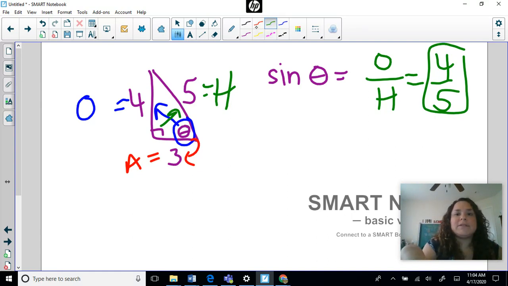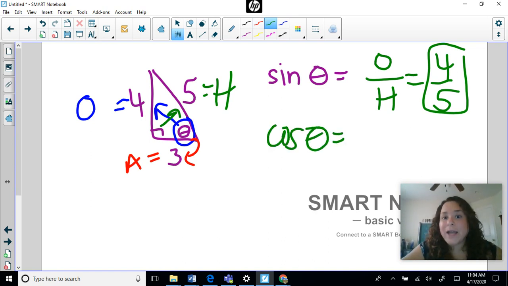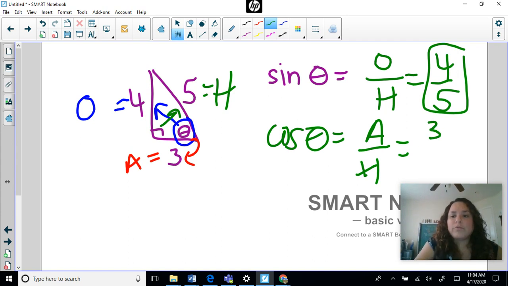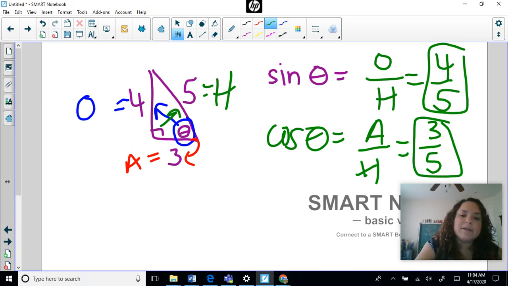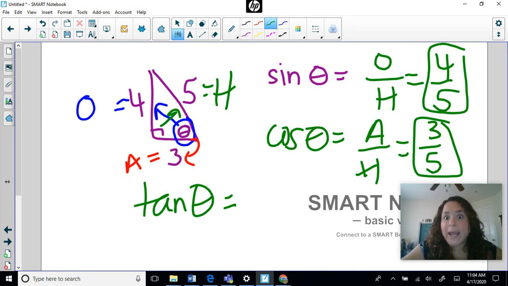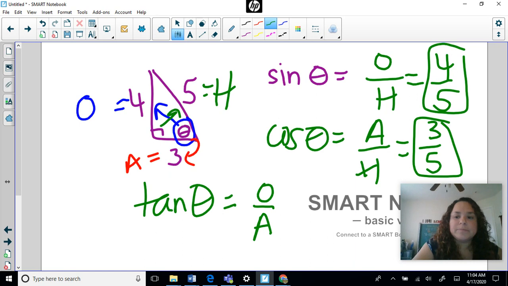We could also be asked to find the ratio for cosine theta, right? And remember, caught another hippie, that means that we have adjacent over hypotenuse. And we're still using the same numbers in the same place because theta is still in the same location. So 3/5 would be the answer to cosine theta. And then finally, we would calculate tangent theta, tripping on acid. So opposite over adjacent, which means that we're dealing with the ratio 4/3.